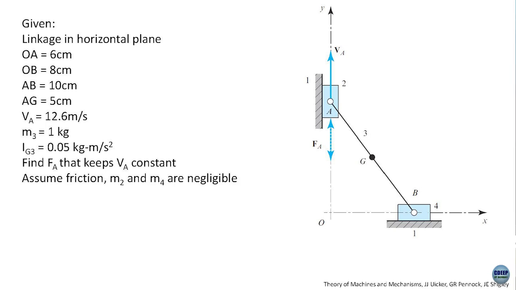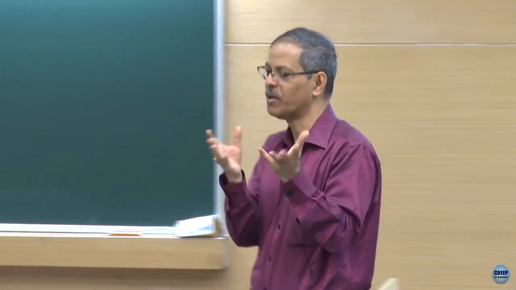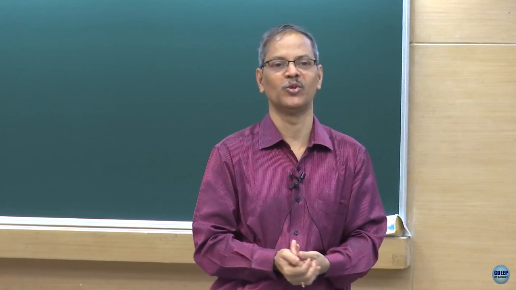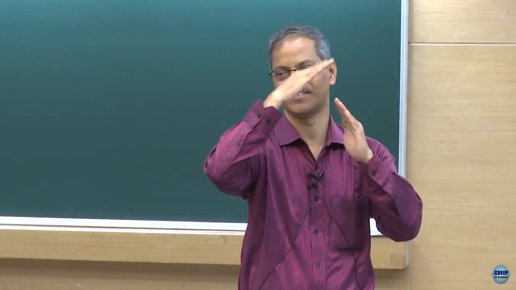Now, you want to find the force F_A that keeps V_A constant, that means A's acceleration is 0. You would realize as you start this, that for static analysis, you need to do position analysis at least. Without that, you will not be able to do static force analysis, because unless you draw the free body diagrams and the angles of various links are known, you would not be able to take F cos theta, F sin theta components, sigma F_x, sigma F_y, all those you will not be able to do unless you know the positions of the links, orientations.